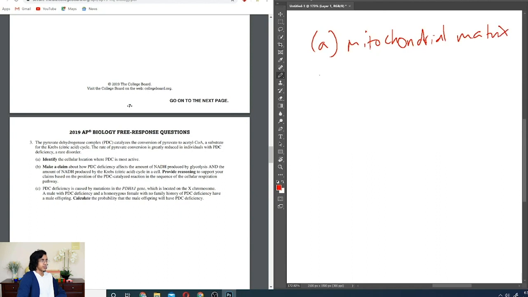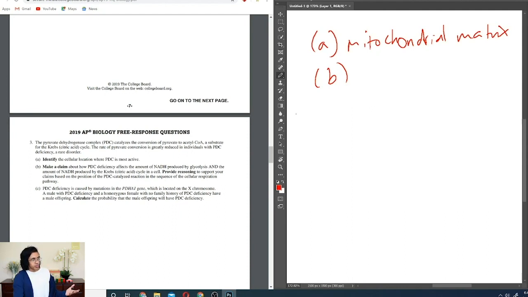Okay, and then B, make a claim about how PDC deficiency affects the amount of NADH produced by glycolysis and the amount of NADH produced by the Krebs cycle. So it should not affect glycolysis at all, right? Because it's stopping pyruvate from being converted to acetyl-CoA. PDC is converting pyruvate to acetyl-CoA, and pyruvate is a product of glycolysis, but it is the beginning part. You need acetyl-CoA in order to make the Krebs cycle happen, right?